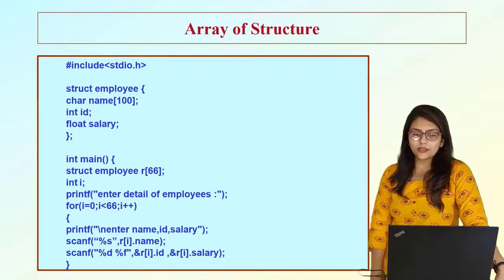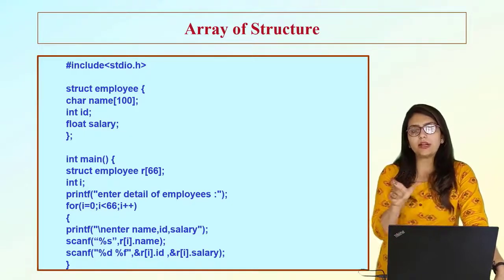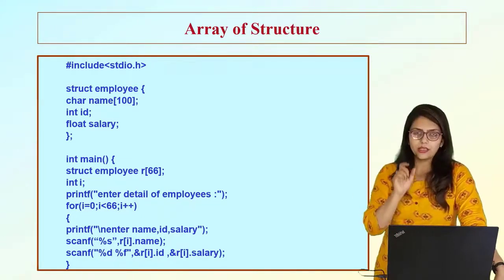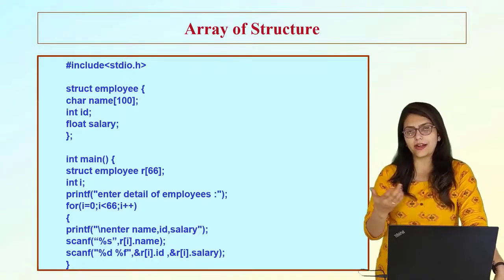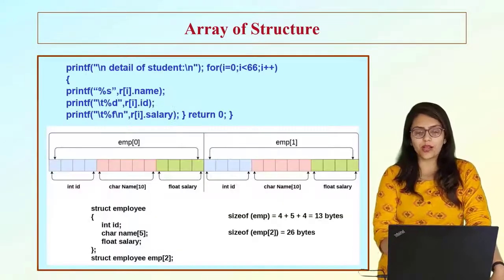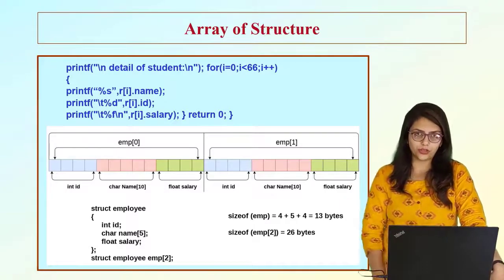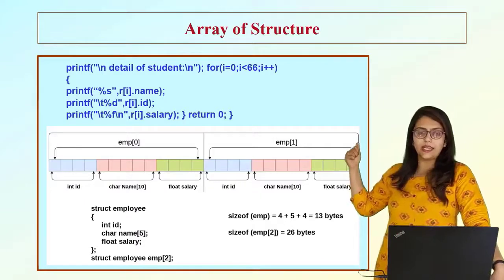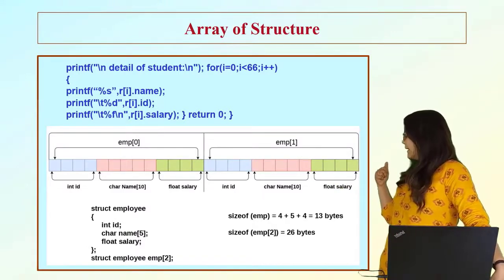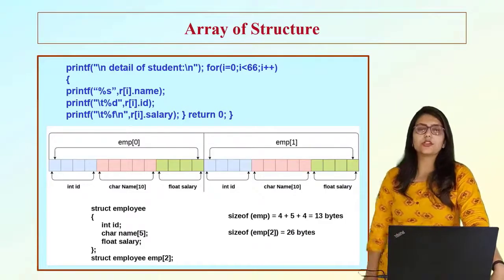I have created struct employee R[66]. That means R is an array of structures. Each element of R has the data type structure employee. So R[0] will be of type structure, R[1] will be of type structure, and so on. Now how can I take values from the user inside this array of structure, and how can I print those values? You can see the graphical representation of array of structure, where the bytes of EMP0, or employee[0], are allocated in this way. Similarly for EMP1, the bytes are allocated in this way, right? So you can see the memory allocation.